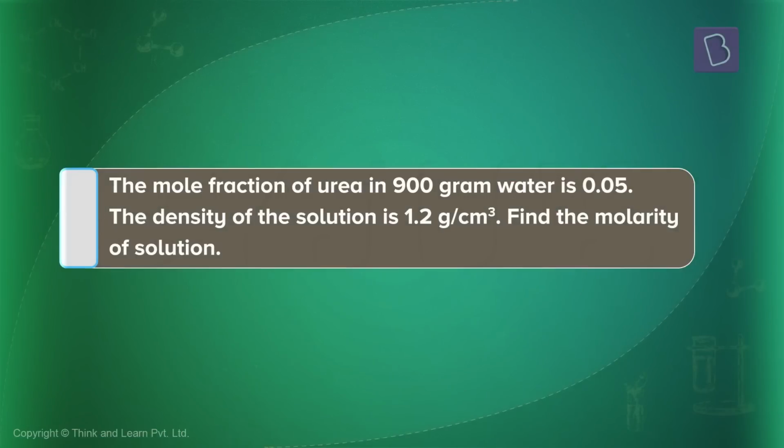Here's a question that has to have a numerical input as the answer. And remember, you need to put it with up to 2 decimal places. Be careful about that part. All right, so let me read the question out to you. The mole fraction of urea in 900 grams of water is 0.05. The density of the solution is 1.2 gram per cubic centimeter. You need to find the molarity of the solution.